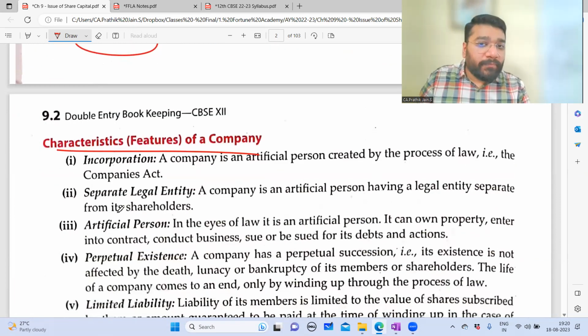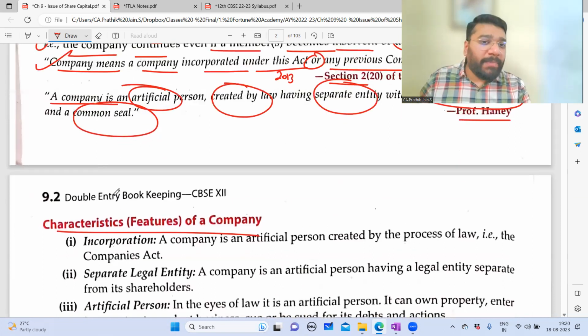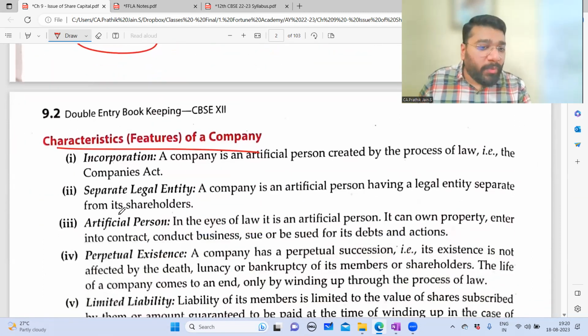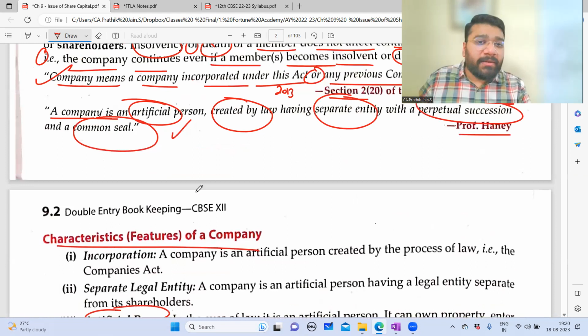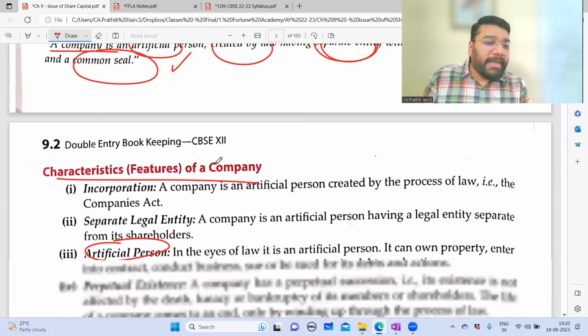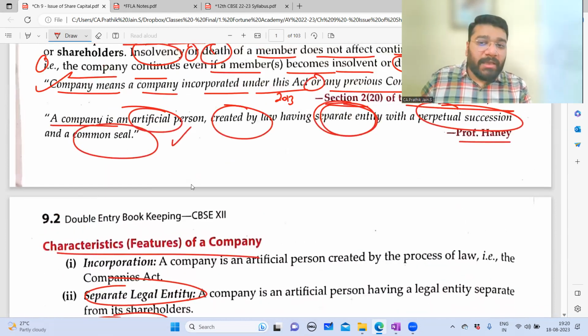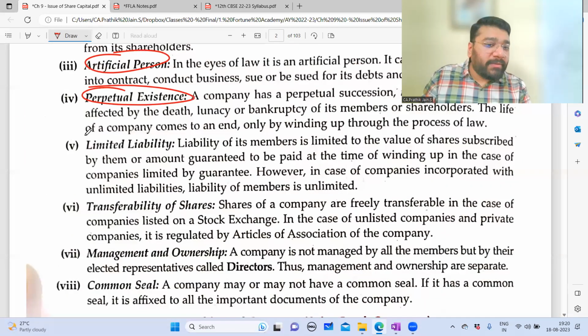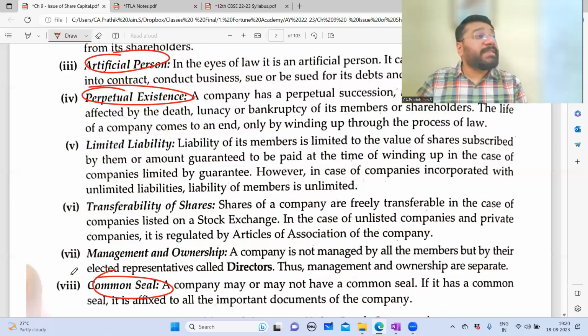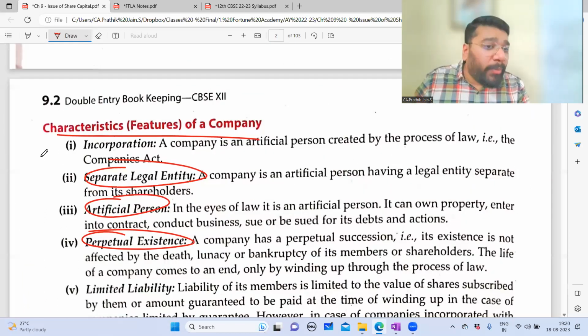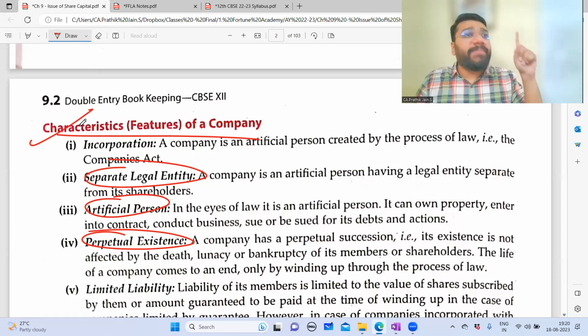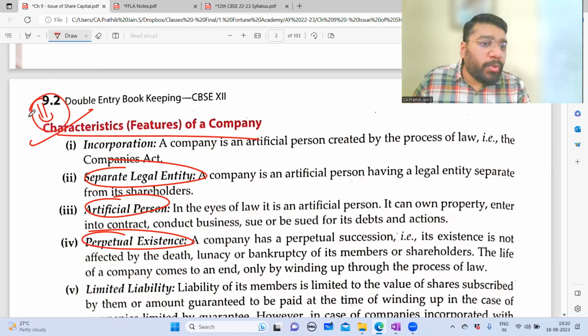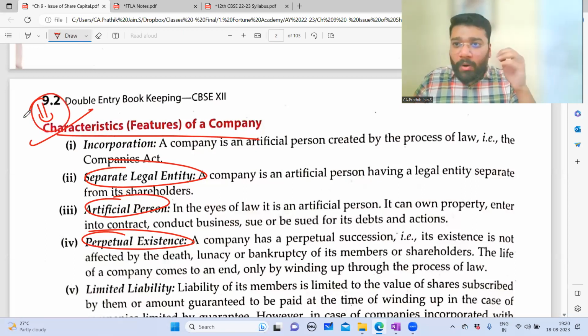Characteristics and features of a company. So I had a doubt. One second. So, for example, artificial person is covered here. What is the meaning of artificial person? Then here, separate legal entity. Then we have perpetual succession, which is explained here. Common seal has been explained here. This is important because from the theory point of view, whether it is class 12 CBSE, MCQ, case-based studies, assertion-based questions, or CA Foundation true and false, this concept holds very strong importance. Now, online, somebody asked me a doubt.